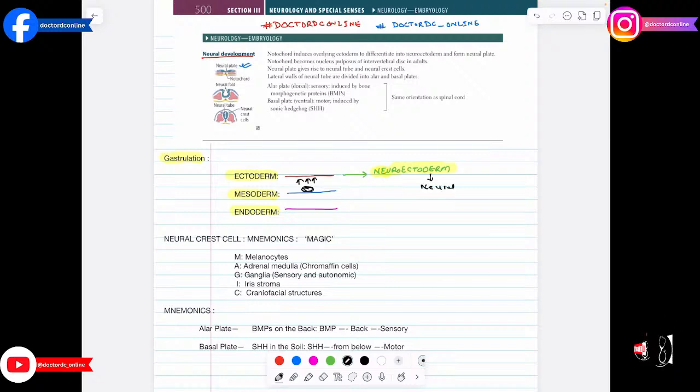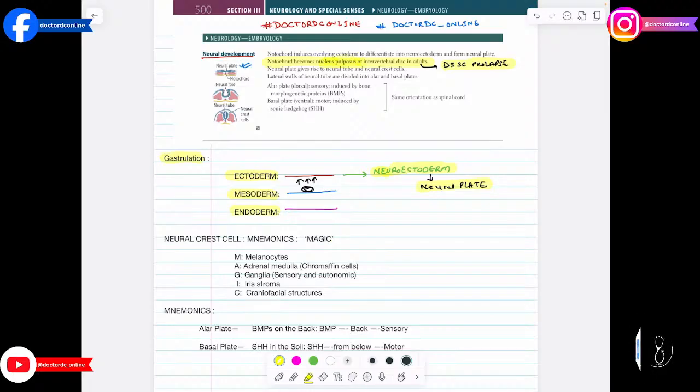So here is the important point, and a clinical connection. The notochord becomes the nucleus pulposus of the intervertebral disc in adults. What is this nucleus pulposus? It is a jelly-like center that can herniate in disc prolapse. So this is the clinical connection of the notochord. In adults, the notochord regresses and its remnant becomes the nucleus pulposus of the intervertebral disc, which ultimately can herniate in disc prolapse.